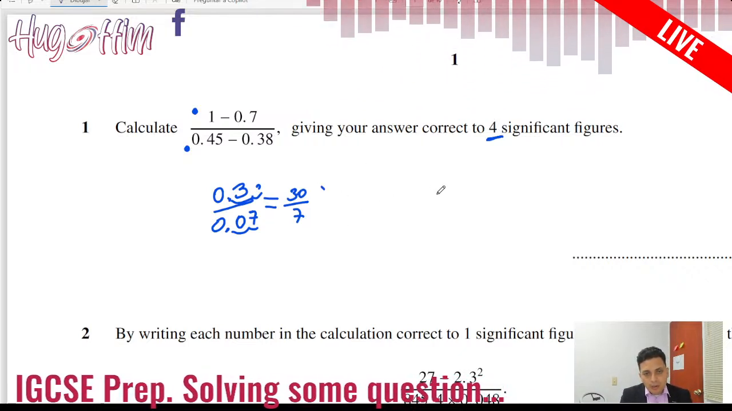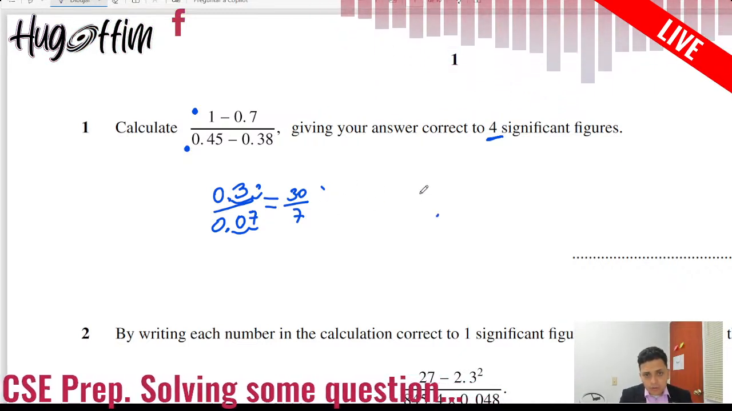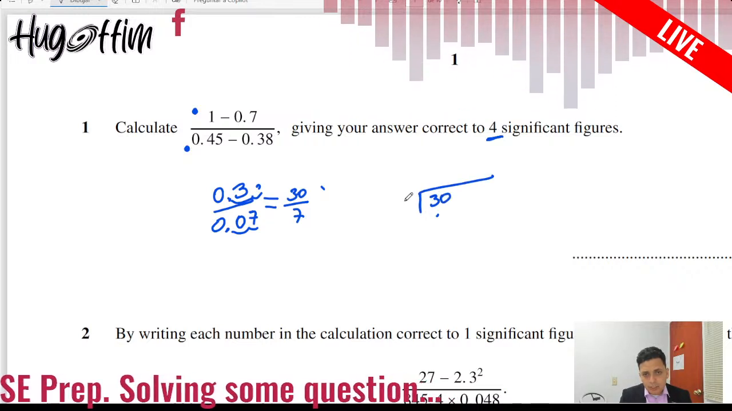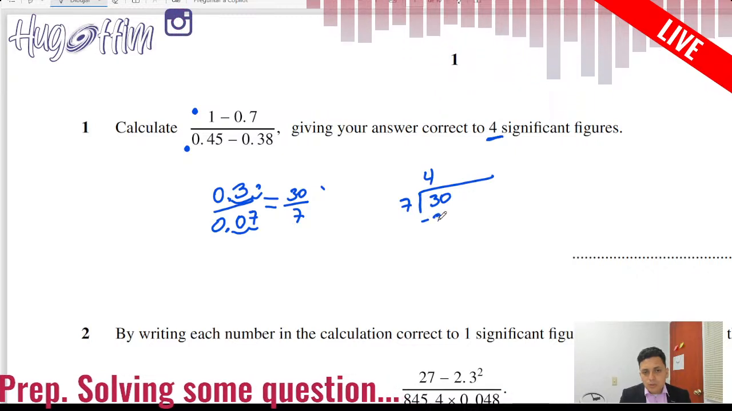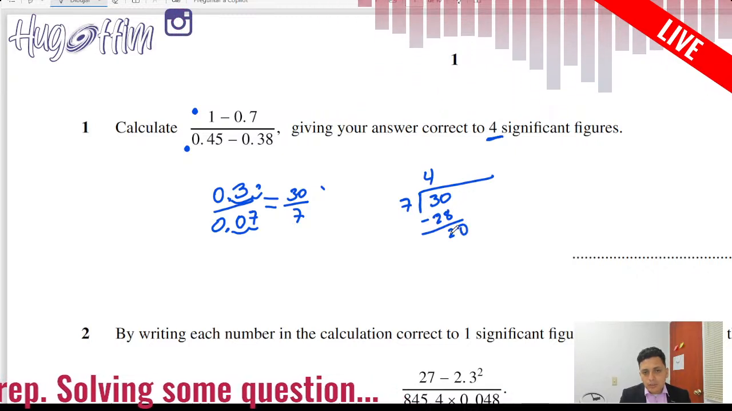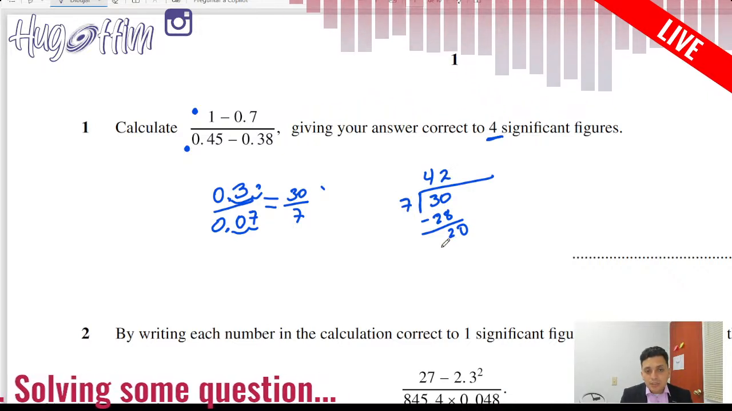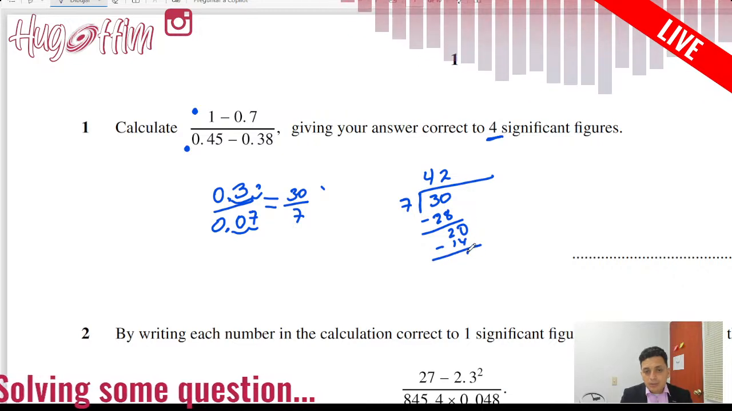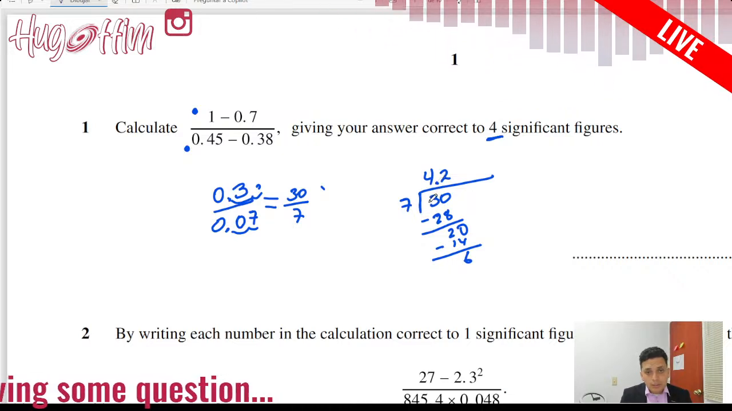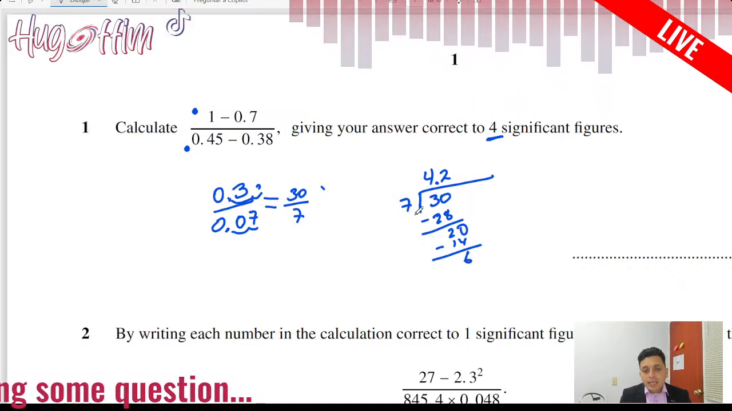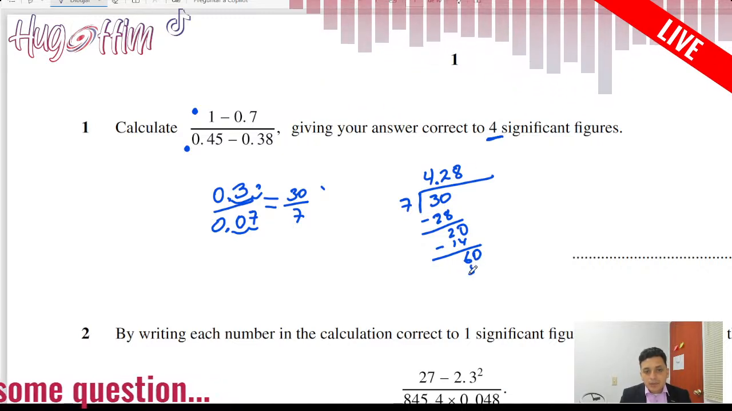So we're going to just divide. Use the strategy you like to divide. I'm going to use the usual strategy of division. 30, 28, so it's going to be 4. 4 times 7 is 28. So I'm going to get 2. Now I got 20. 20 divided by 7 is 2. 2 times 7 is 14. I got 6 left. I forgot to put the decimal point here. 4.2, so I'm going to get 60. 60 divided by 7 is 8. 8 times 7 is 56.